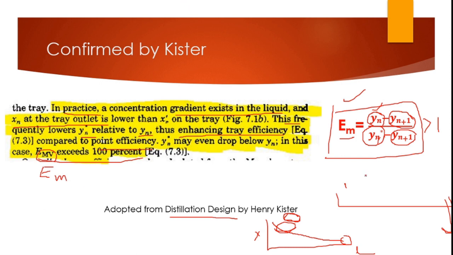Now we just saw that Murphy efficiency can be greater than 1. Can point efficiency be greater than 1? The answer is no, because let's see, this is a tray. At any point in the tray, we are considering any one point: vapor coming to this point, vapor leaving this point, and the equilibrium corresponding to the liquid at this point. We are not considering what gradient we have on this side. We are not taking any average. We are only focused on one point.